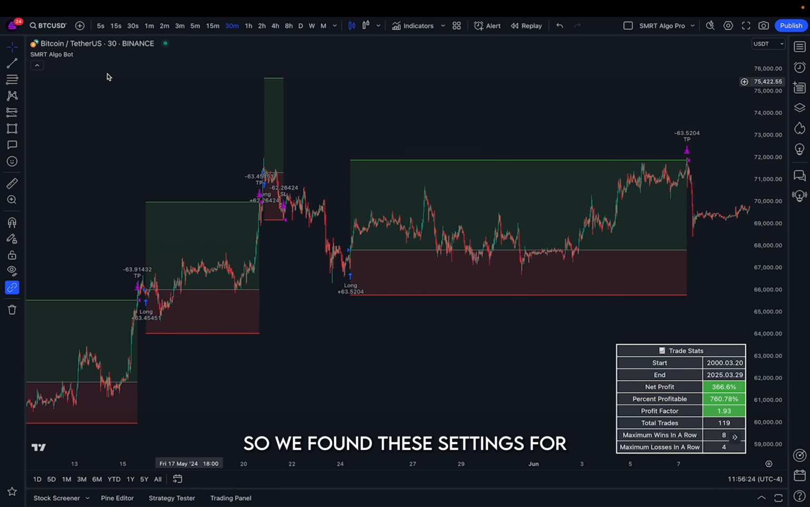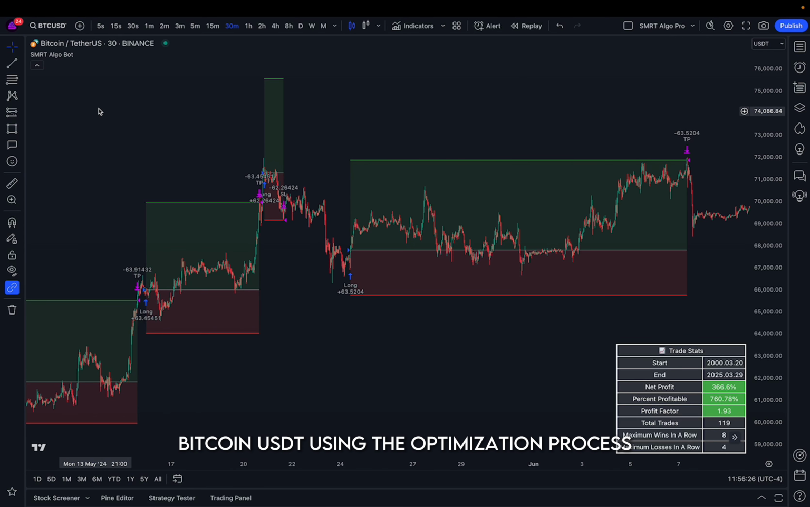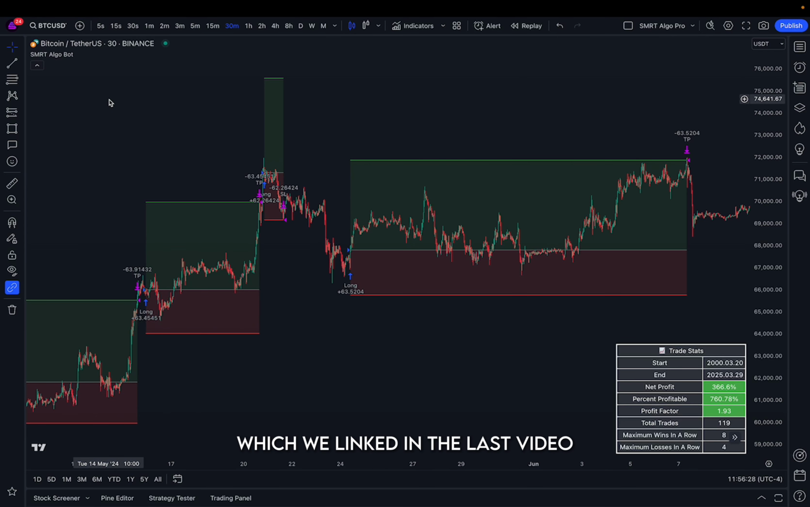So we found these settings for Bitcoin USDT using the optimization process, which we linked in the last video. I'll put this video also in the description below. So for those of you who already have the bot and are interested in optimizing for other instruments, you can follow the step-by-step process and follow the optimization guide for whatever instrument that you want to trade with the Scalper bot.